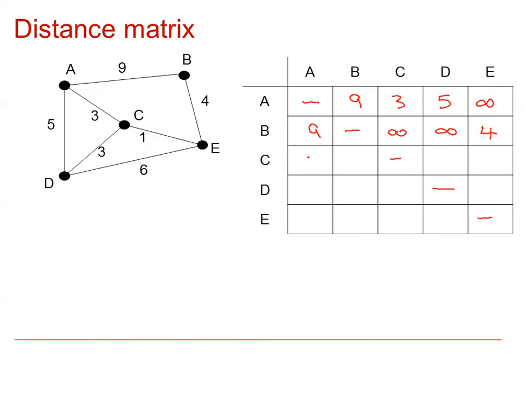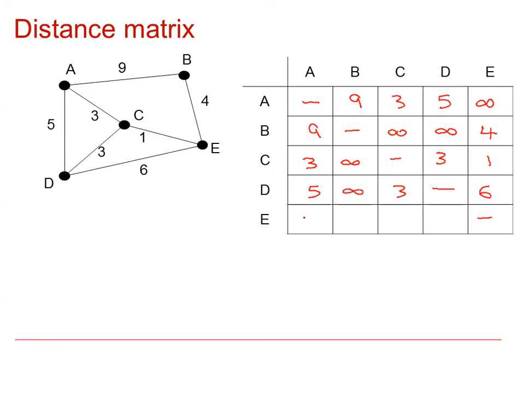So with vertex C, we can see that there's a direct link to A of weight 3. No direct link to B. There's a direct link to D of weight 3, and there's a direct link to E of weight 1. So now with vertex D, we can see this direct link of weight 5 to vertex A. There's no direct link to B. There's a direct link to C of weight 3, and a direct link to E of weight 6.